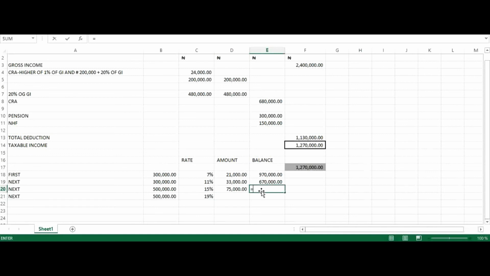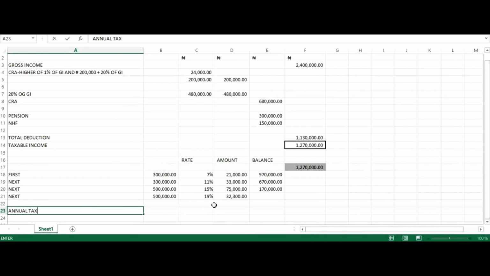So we'll go again at 15% on 500,000, which is 75,000. This is the balance we have. So we have 170,000 left. We're going to stop here. It will be 19% of this 170,000, no longer 500,000, because what we have as our balance is 170,000. So we have it as 32,300.